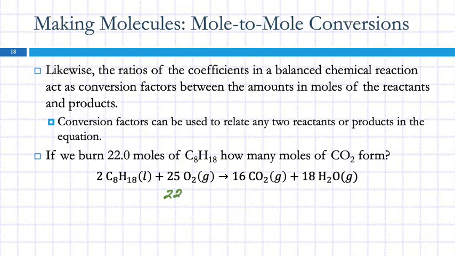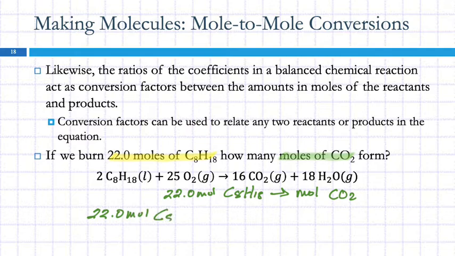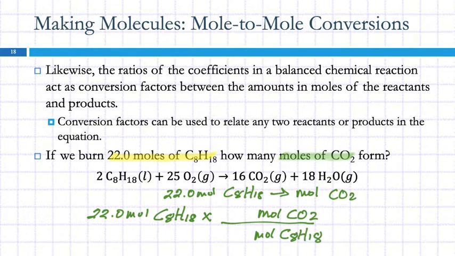Well, 22 moles of C8H18, and we're trying to figure out moles of CO2. I guess if we highlight it like I've done the other problems, that's what we're given, and that's what we're trying to find. The relationship between moles is right in the chemical equation. 22 moles of C8H18. One factor, moles of CO2 on top, moles of C8H18 on the bottom.